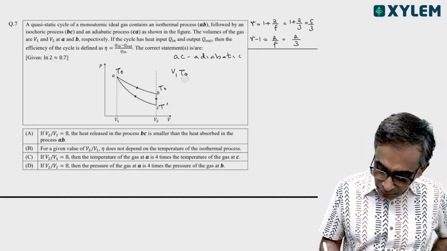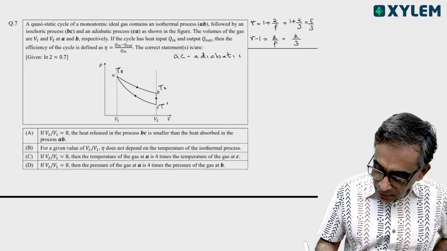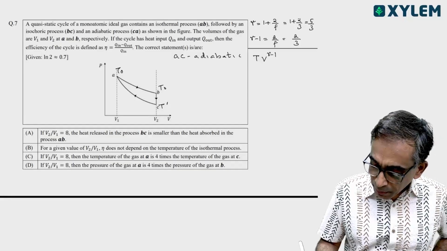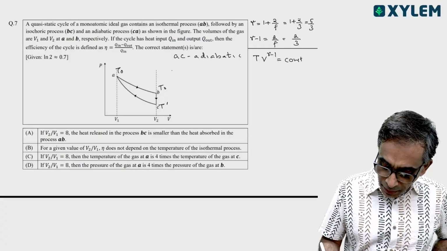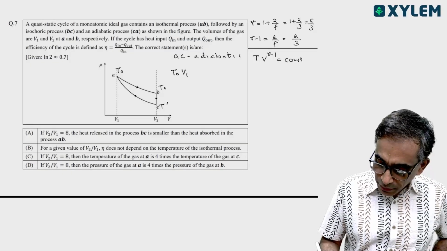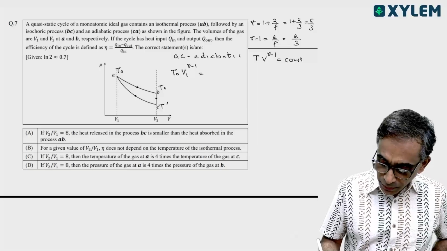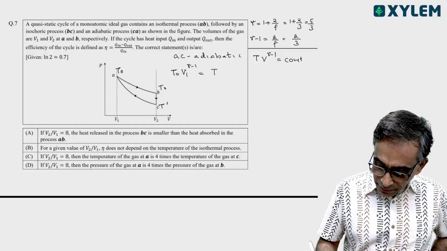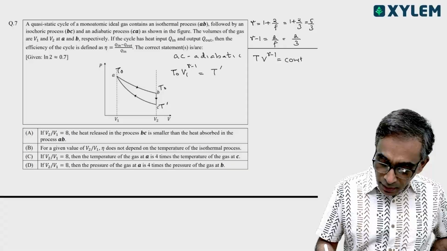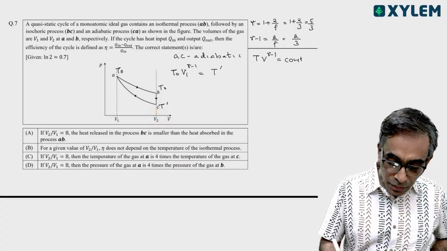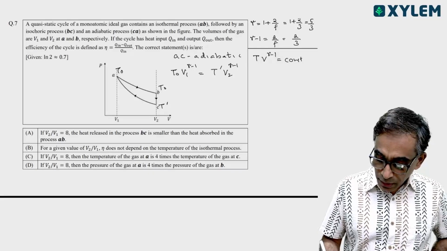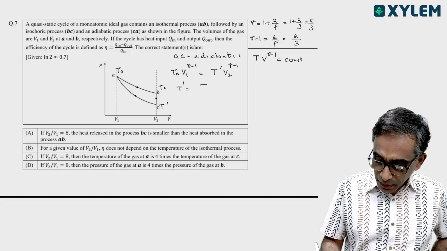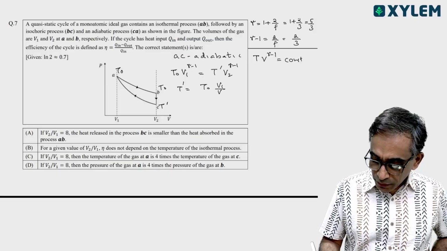The equation, okay, let me write the equation first. The equation is T V raised to gamma minus 1 is a constant. So we'll take temperature T0 and volume V1 raised to gamma minus 1 should be equal to temperature T dash and the volume V2 raised to gamma minus 1. So T dash is nothing but T0 into V1 by V2 raised to gamma minus 1.